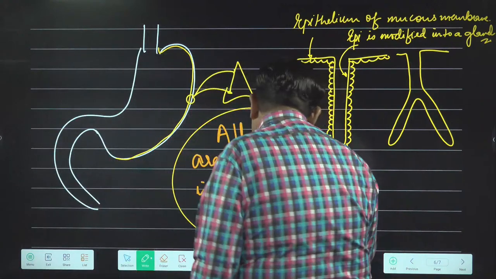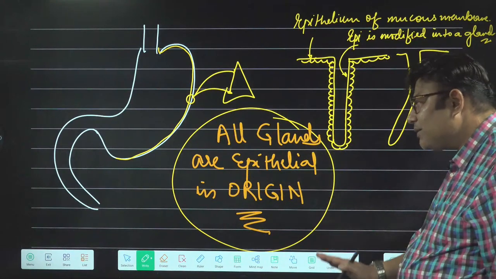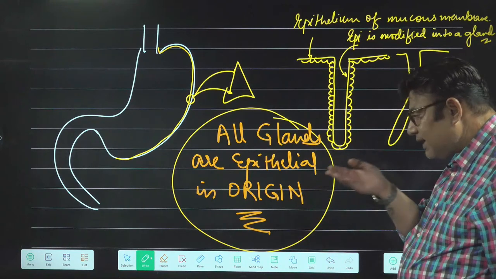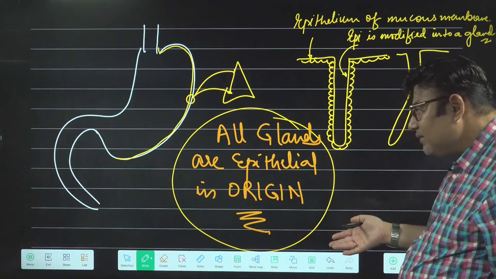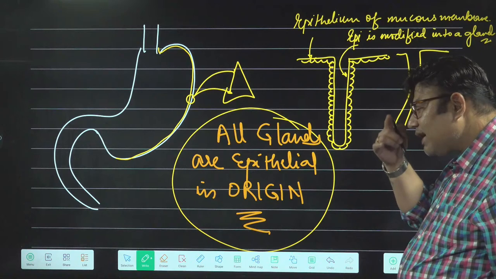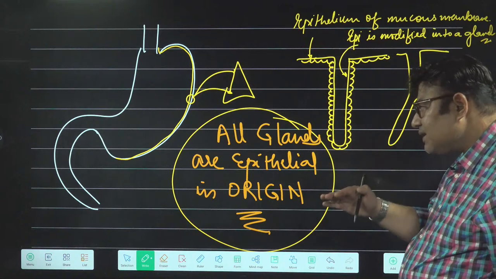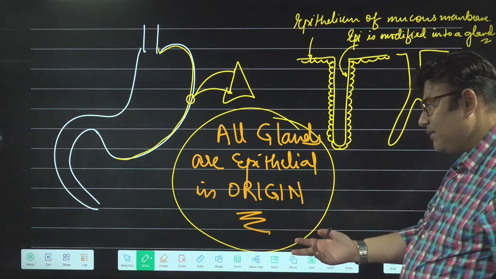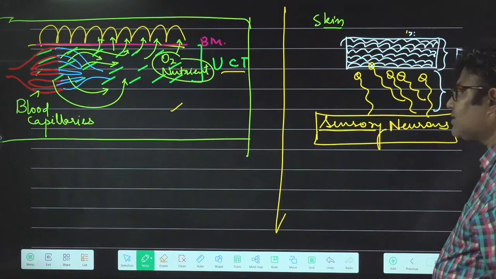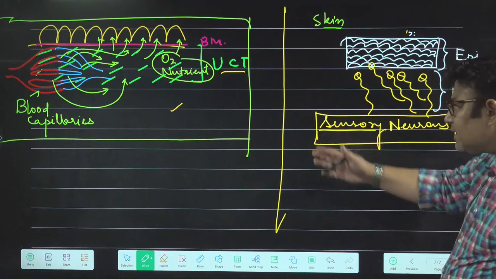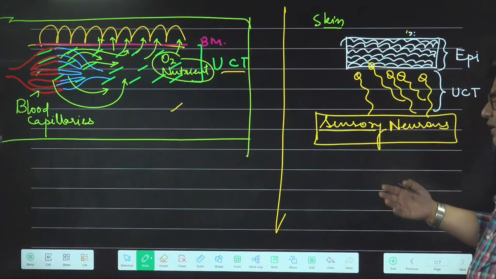Secretion is actually occurring in the epithelium, and that is a simple epithelium. It cannot be a compound epithelium. Compound epithelium is found in skin, in the rectum, in the conjunctiva of the eye, and in the vagina. So these are the places where you find a compound epithelium, a multi-layered or stratified epithelium.